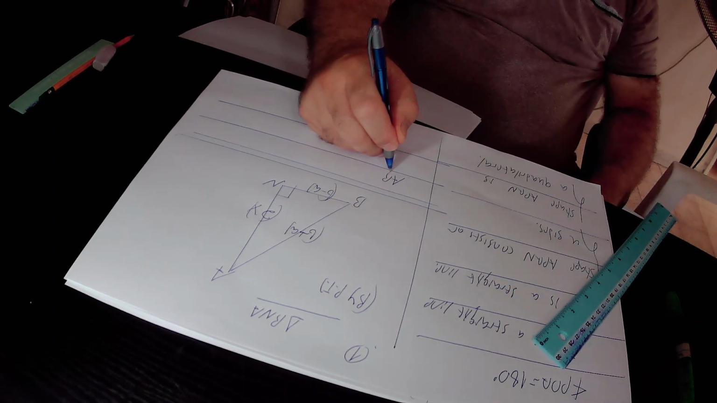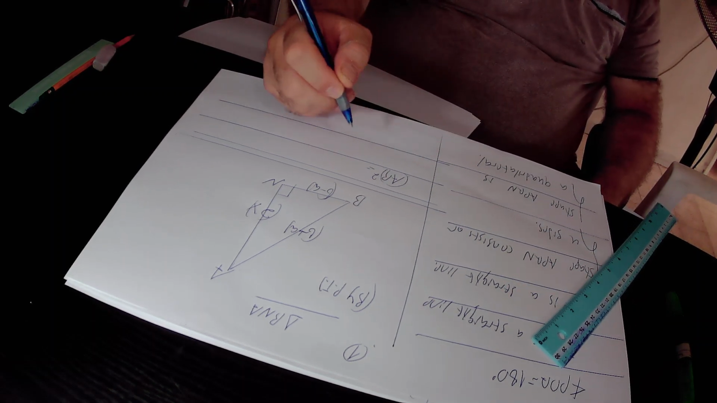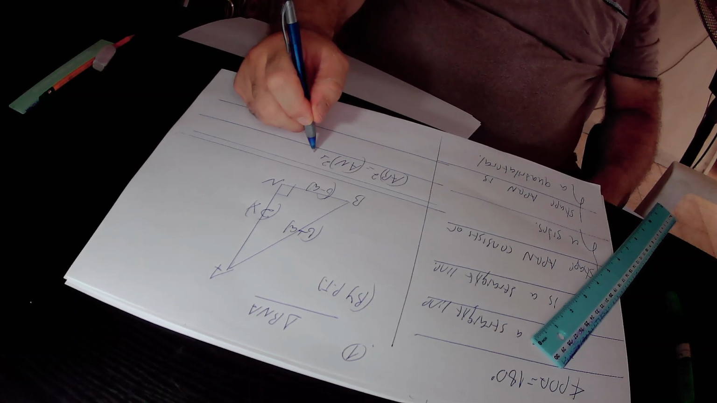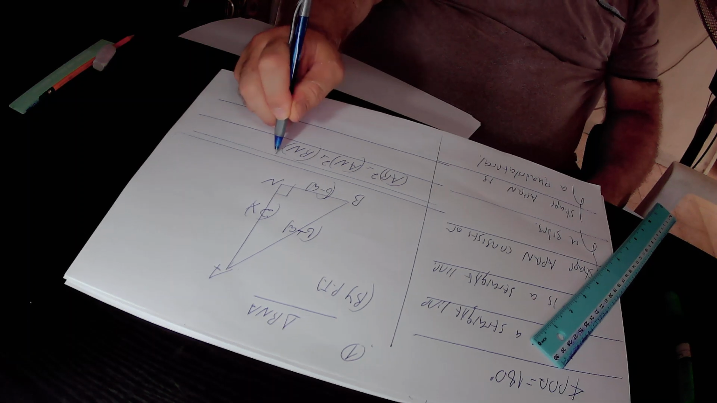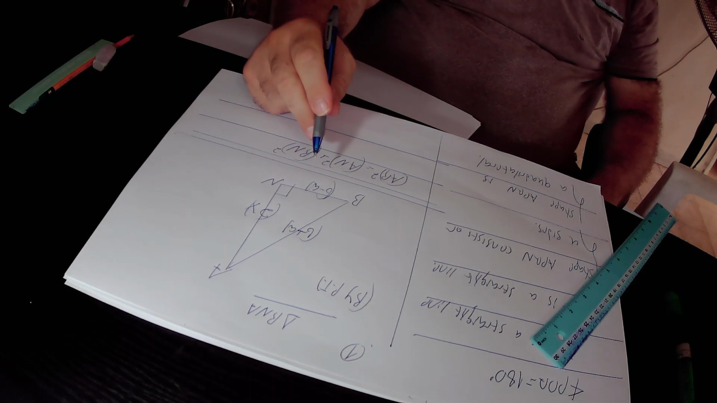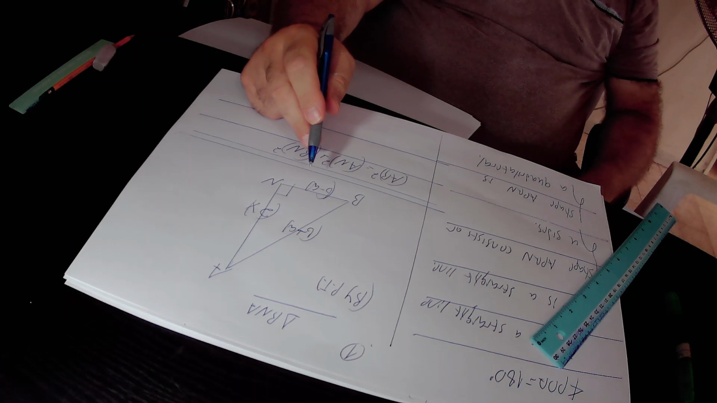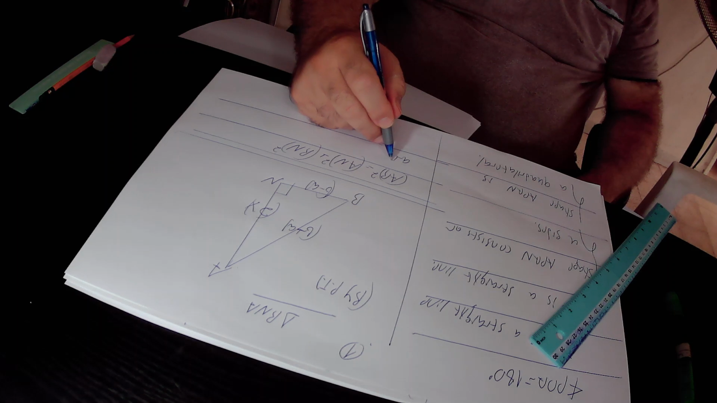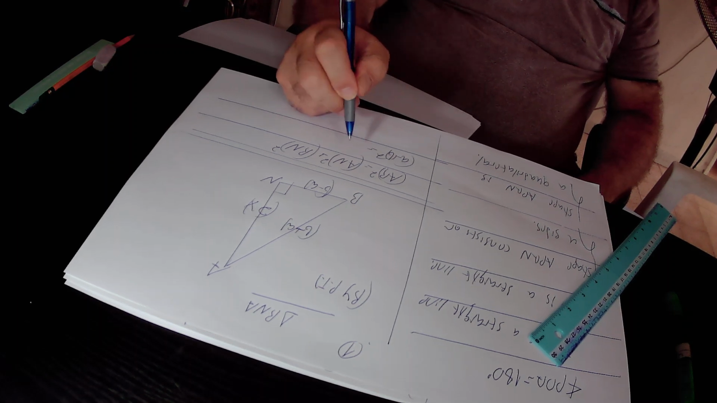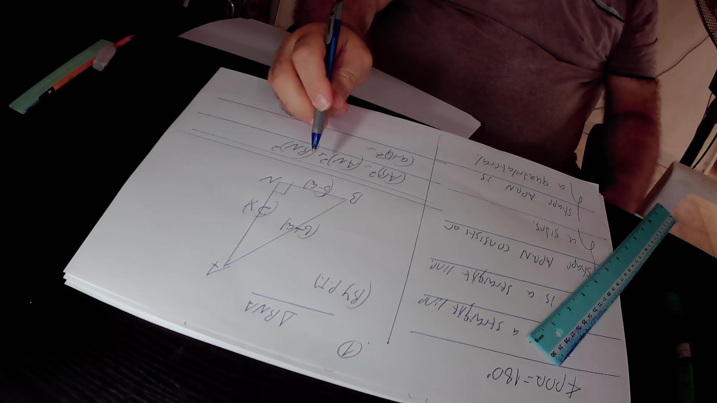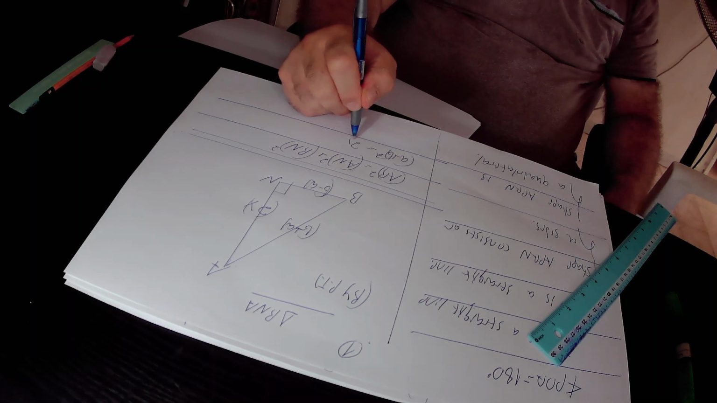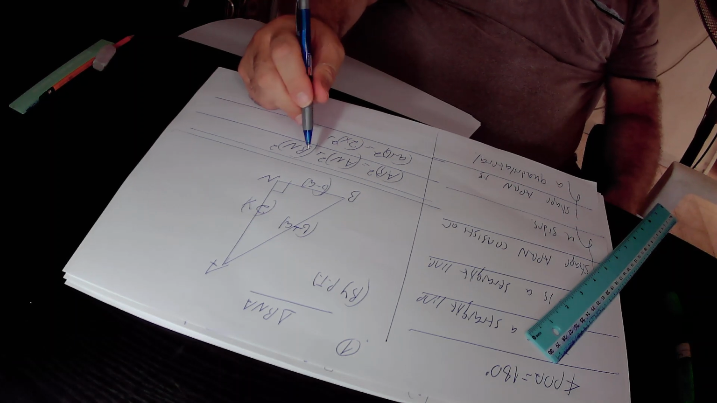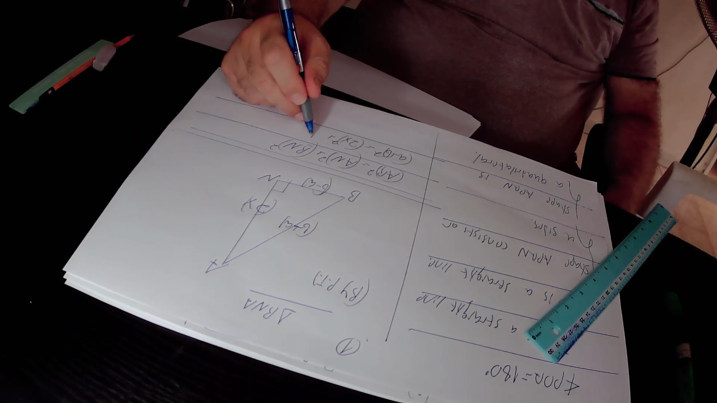So AB squared, that is the square of the hypotenuse, is equal to AN squared plus BN squared. AB is A plus B, therefore AB squared is (A plus B) squared. And it is equal to AN squared. AN is 2x, therefore AN squared is (2x) squared. Plus BN squared. BN is B minus A, therefore BN squared is (B minus A) squared.